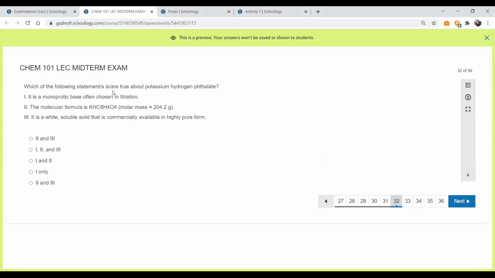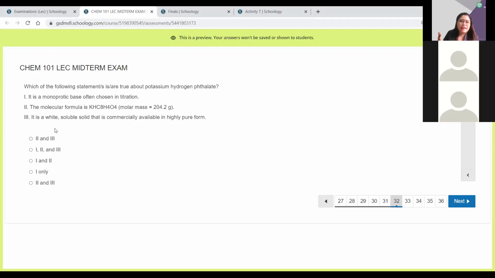Which of the following statements are true about potassium hydrogen phthalate, or we abbreviate this as KHP, or we also call this as potassium acid phthalate. We have, it is a monoprotic base often chosen in titration. This is false because remember nga we call it potassium acid phthalate, so 1 is not included.